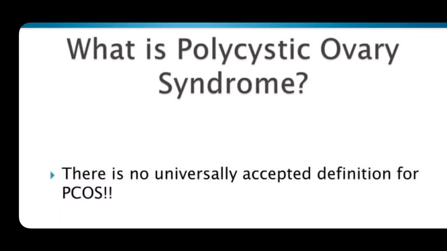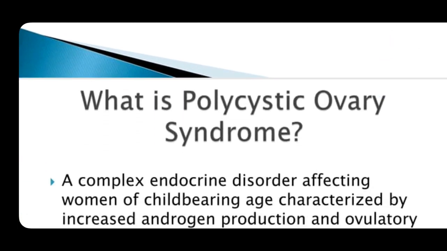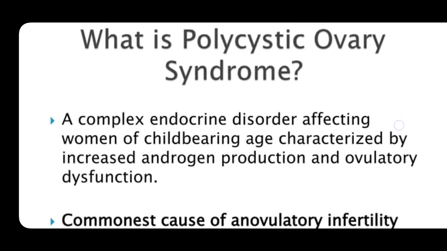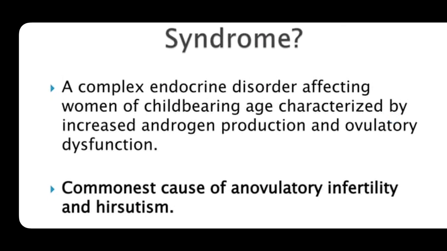I'm going to present a slide on polycystic ovary syndrome. Actually, there is no universally accepted definition for PCOS. PCOS is characterized by increased androgen production and ovulatory dysfunction. So PCOS definitely has two components. Number one, increased androgen production. Number two, ovulatory dysfunction. It is the commonest cause of anovulatory infertility and hirsutism.